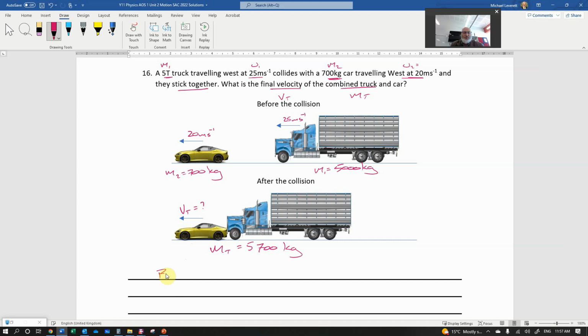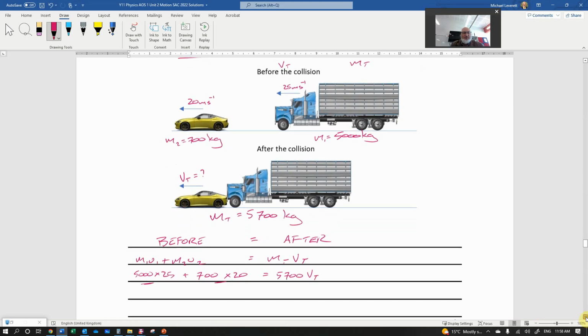So here, before must equal after. So M1U1 plus M2U2 equals mass total, velocity total. So 5,000 times by 25 plus 700 by 20 must equal 5,700 times by velocity total. Now it doesn't matter which one you label, M1, M2, it all does the same thing.